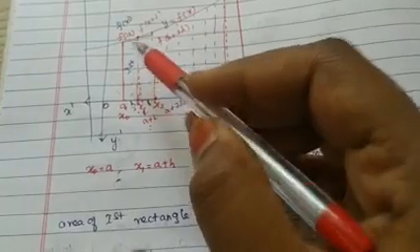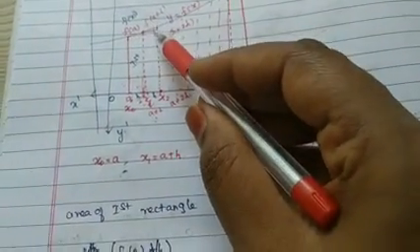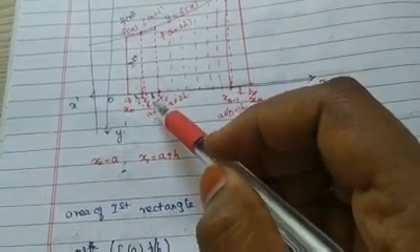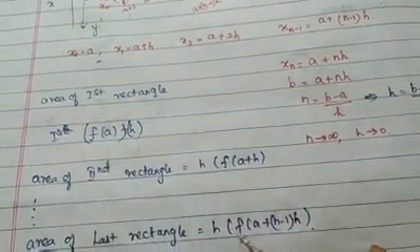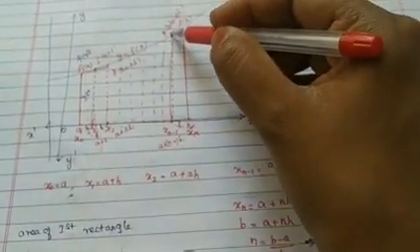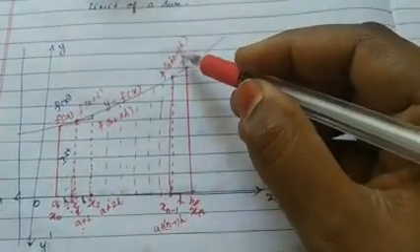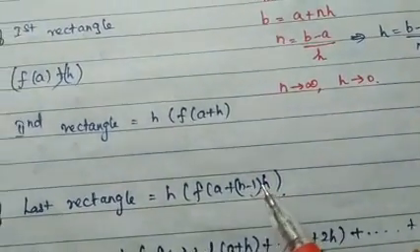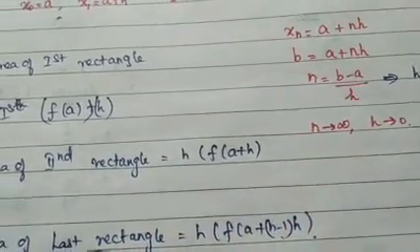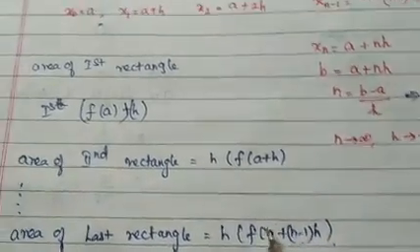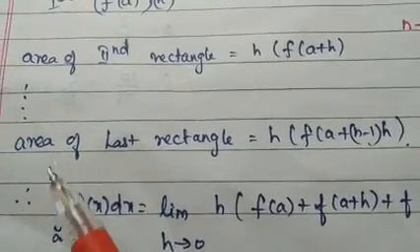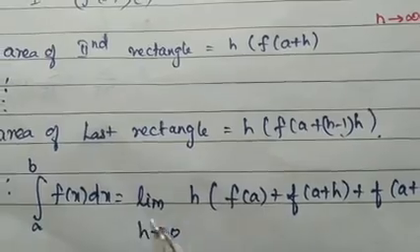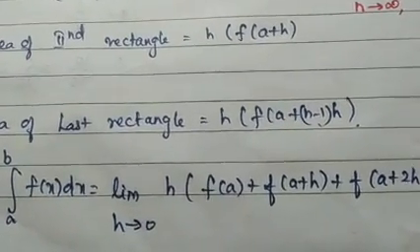First rectangle is f of a into h. Second rectangle is f of a plus h into h. So only I have written here f of a plus h into h. Like that, the last rectangle is f of a plus n minus 1 into h. That's what I have written here. Now you are adding all the areas together and you will be getting a formula for the limit of a sum, that is integral from a to b f of x dx is equal to limit h tends to 0.